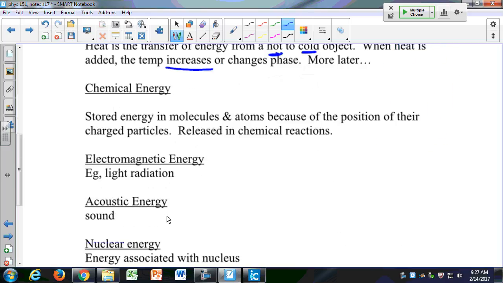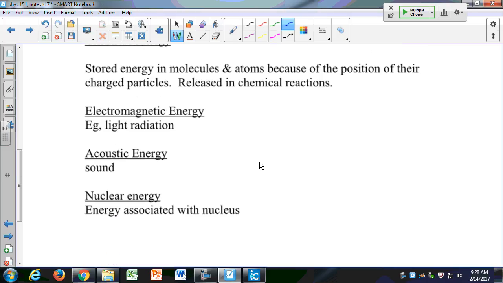Chemical energy, we'll see this more a little bit later when we talk about food, but it's the stored energy in molecules and atoms. Right, when you eat something, those food items have actually chemical energy in them. Your body breaks down the atoms or molecules, and that creates energy in your body. We'll see that a little bit later as we talk about metabolism and all that business.